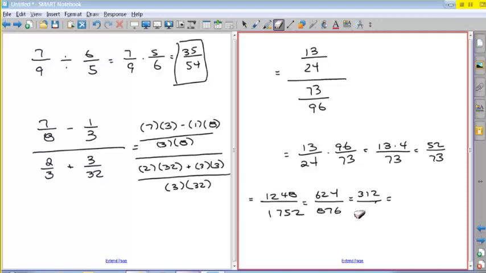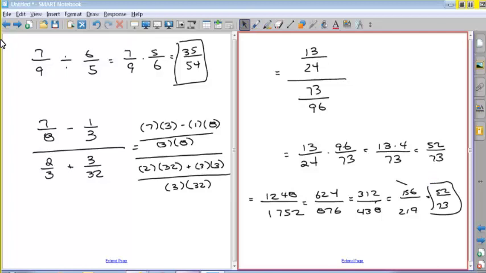Okay, so it is divisible by 2 again. 876 divided by 2 is 438. And then 312, now I don't trust myself, 312 divided by 2 is 156 over 219. You can divide this by 3, and you can divide that by 3. So 156 divided by 3 is 52, and 219 divided by 3 is 73. So that's the final answer right there.